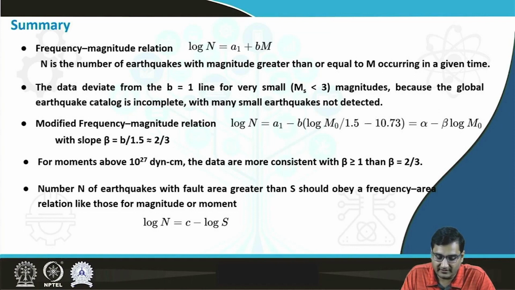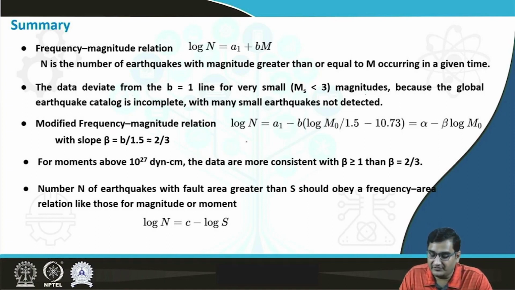So this is the summary of today's lecture. The frequency magnitude relation that we studied is log of N equal to a1 plus bM, where N is the number of earthquakes with magnitude greater than or equal to M occurring in a given time. The data deviate from the b equal to 1 line for very small magnitudes because the global earthquake catalog is incomplete, with many smaller earthquakes not detected.